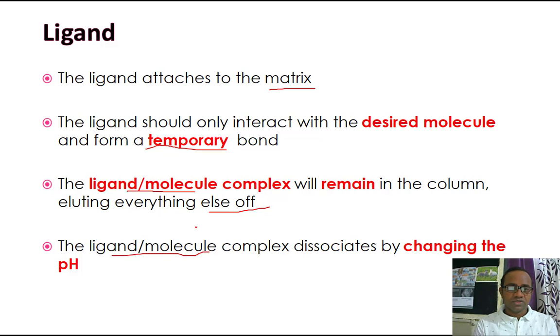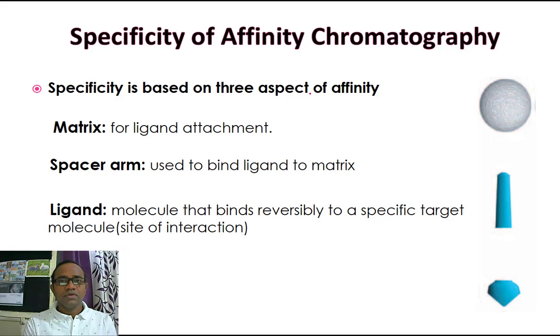That means we have to separate the samples of our molecule just by changing the pH of the medium. So this pH change or increase in ionic strength dissociates the sample molecule from the ligand. Right? So in this way, the specificity generally we define. Okay, three things we require. One is the matrix, second is the spacer arm, third is the ligand. Okay, so this is the matrix, this is the spacer arm, and this is the ligand.